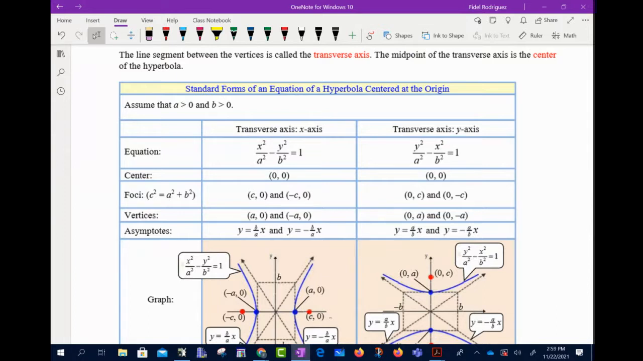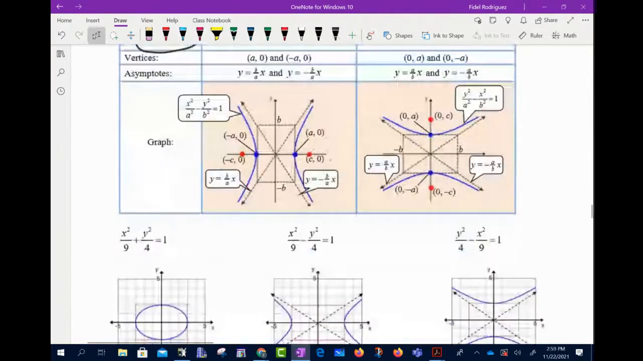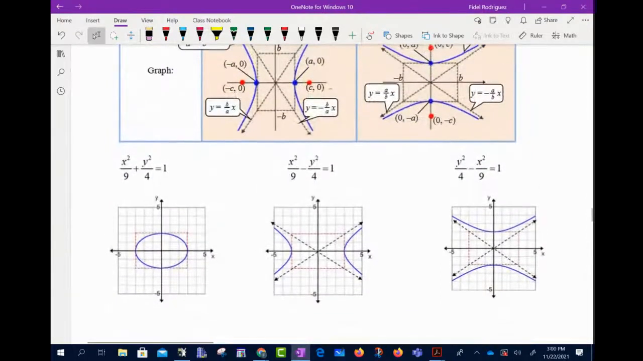The equation for finding the foci is slightly different: c squared equals a squared plus b squared. We've seen that 101 times. The foci are (c, 0) and (negative c, 0). Our vertices are (a, 0) and (negative a, 0). And then we have these things called asymptotes, and I'll explain what that means in a minute. So here's an ellipse. These two here, y'all, are hyperbolas. This is what hyperbolas look like.